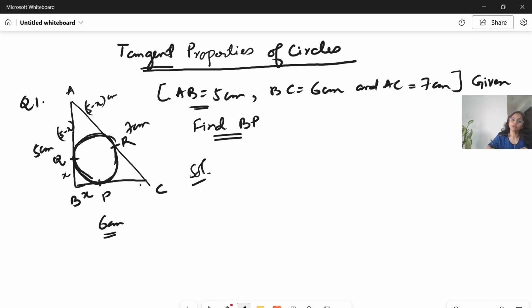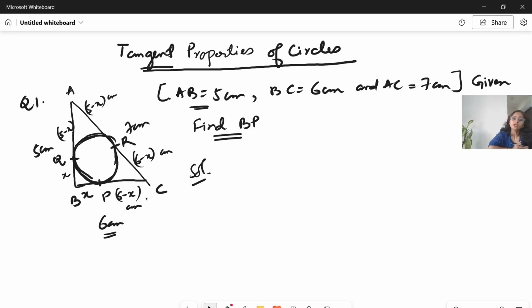And similarly, we can say RC is equal to PC. So what will be the length of RC? First, let's write PC. BC was 6 centimeter, but BP is X. So we can write PC is 6 minus X centimeter. And if PC is 6 minus X, RC can also be written as 6 minus X centimeter because tangents are equal. So RC is equal to PC. Now we have to find out BP.